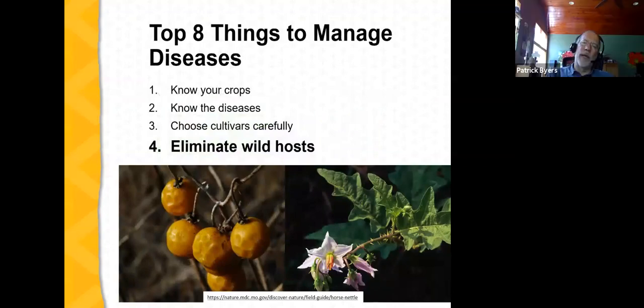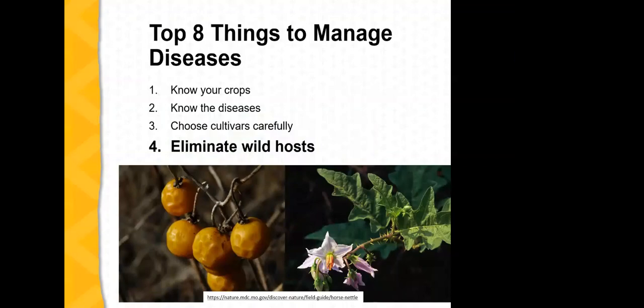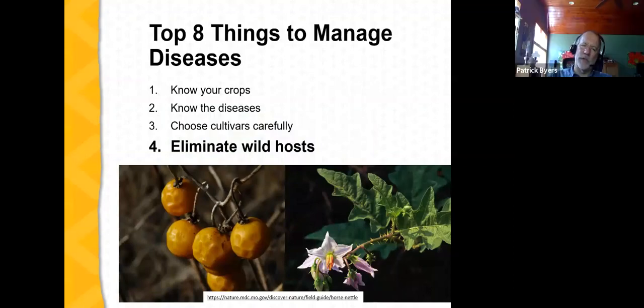Fourth point, eliminate wild hosts. Farmers who grow solanaceous crops like eggplant and tomatoes and peppers will understand what I'm talking about here when they see these two pictures. These are different growth stages of the horse nettle. And the horse nettle is an interesting weed. It's a native plant, it's a weed, but it's also in the same family as the tomato, the eggplant, and the pepper. It's in the Solanaceae family.